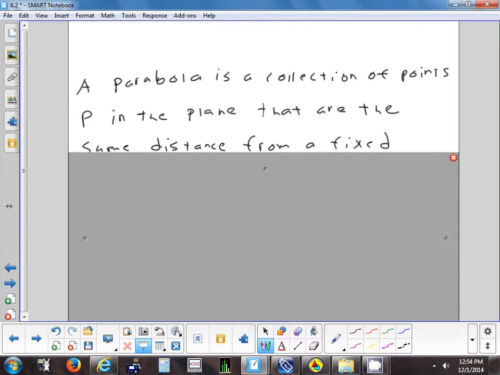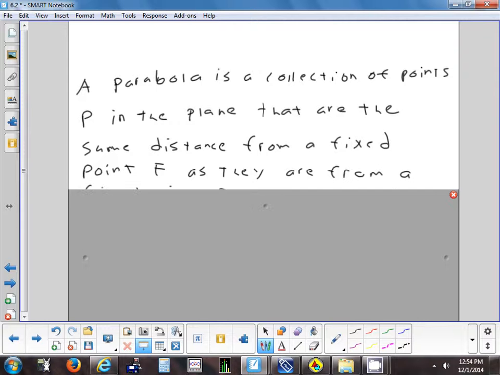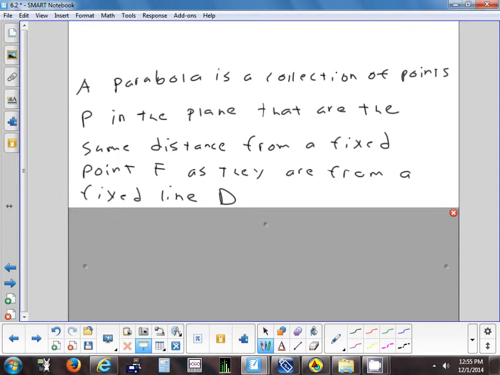It's a collection of points in the plane, so it's not 3D, it's in a flat plane. So it's a collection of points that are the same distance from 2 things. They're the same distance from a special point that we're going to call F, and from a line that we're going to call D. So if you take any point on your parabola, it doesn't matter where, any point on that curve, and you measure the distance from that point to a special point we're going to call F, and then you measure the distance again from that same point to a special line we're going to call D, those 2 distances will always come out the same.